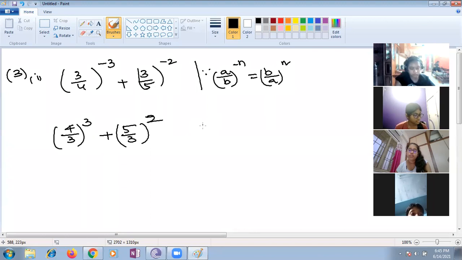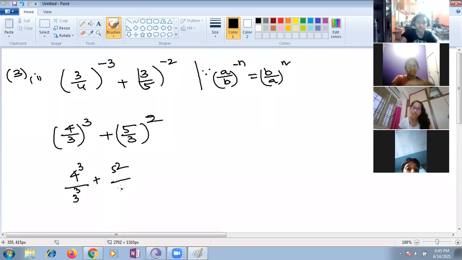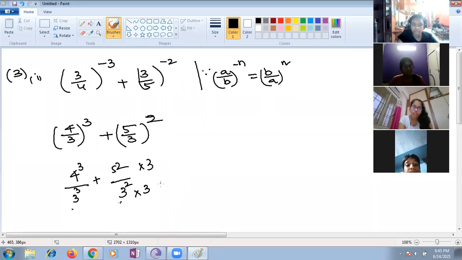Listen, children. First, listen. See, I'm writing here: 4 cube, 3 cube, so here 5 square and 3 square. But the denominators are not the same here. This is 9, this becomes 27. To make both the same, what should I do here? I should multiply the second one by 3, so that I can make them alike. Yes or no, children?